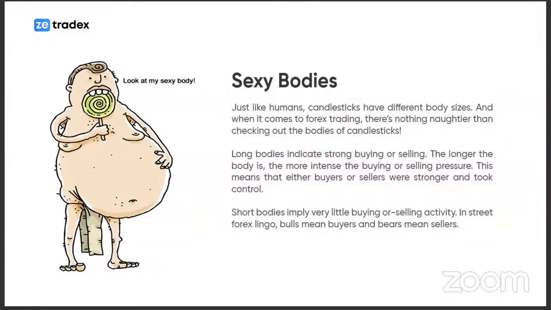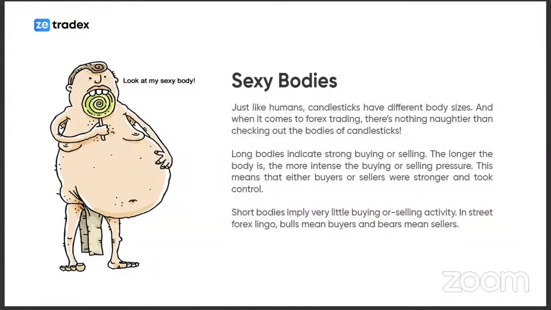Now, candlesticks come in what we call short and long bodies, and long bodies indicate strong buying or selling pressure. When you see a candlestick that is completely full and wickless, it has a name. I won't unveil the name now until we get to the chapter. If it has no wicks at all, it means total buying pressure, be it for a buy candle or a sell candle. And the longer the body is, the more intense the buying or selling pressure is going to be. And this means that either buyers or sellers were stronger and took a lot of control of the market.